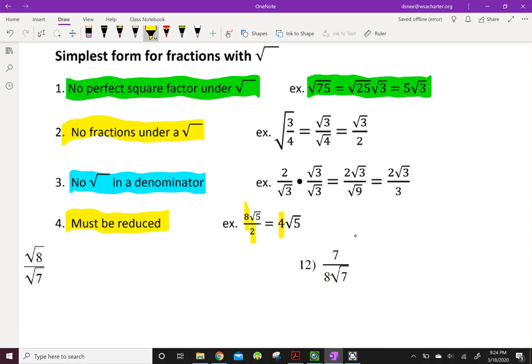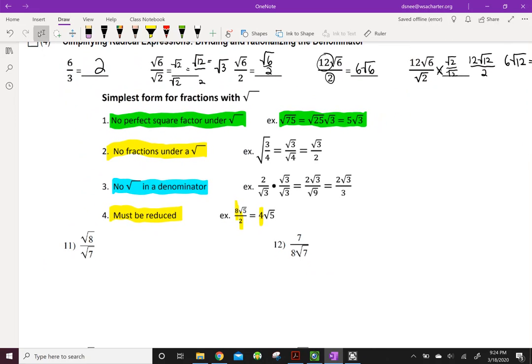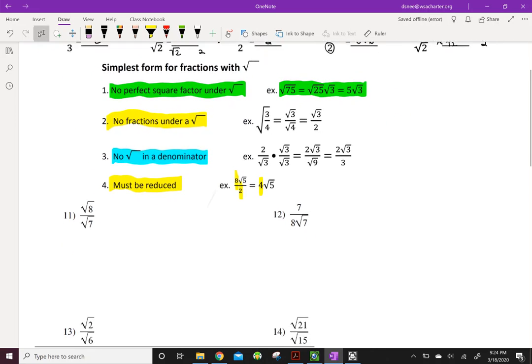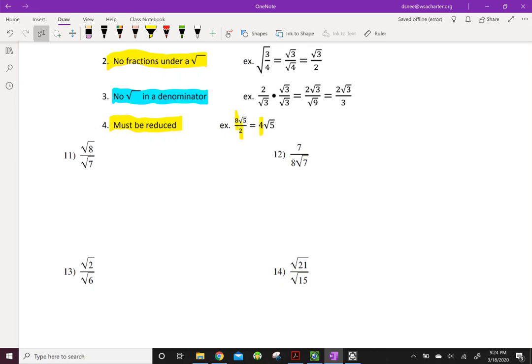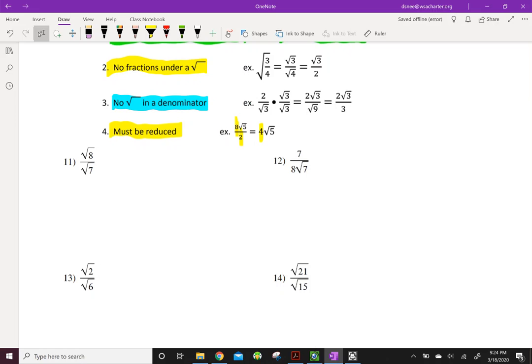8 divided by 2 is 4. That's where that comes from right there. Okay, let's work through a few examples together. So number 11 says the square root of 8 divided by the square root of 7. Okay, I have a radical symbol in the denominator. So look at rule 3 right there.